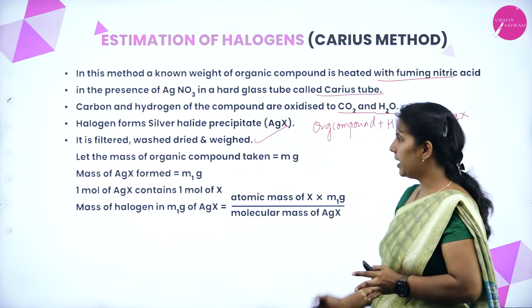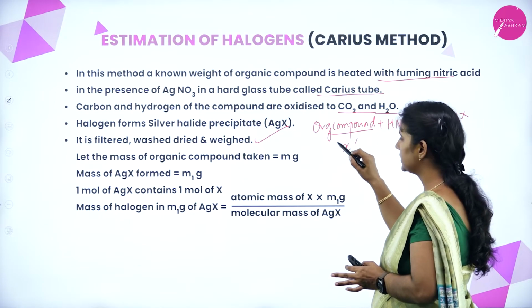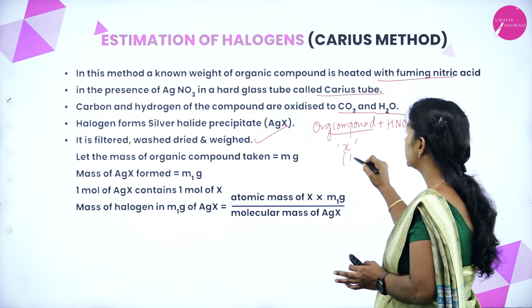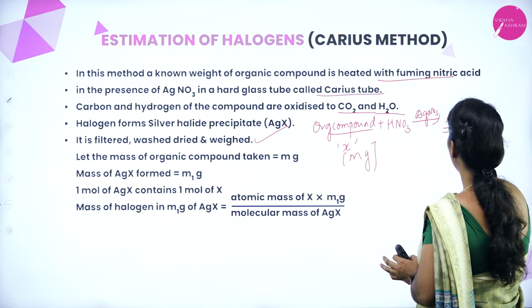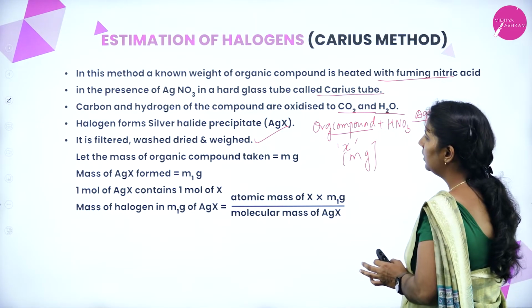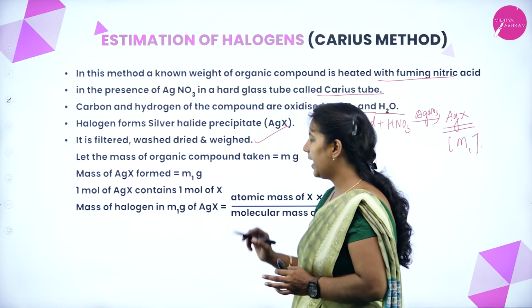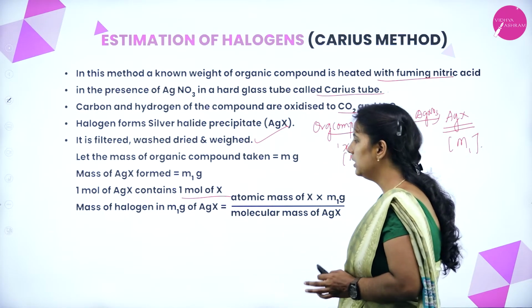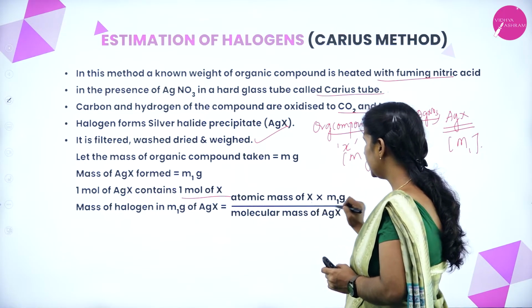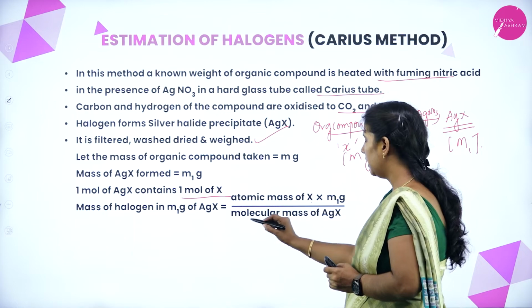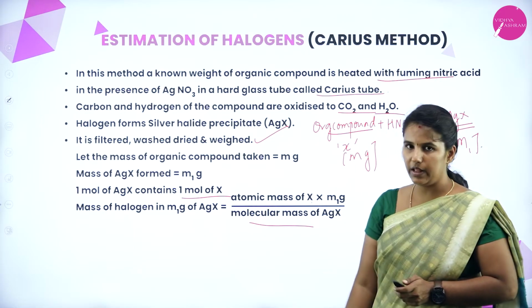Let us consider the mass of this organic compound to be x gram, or you can take it as n gram also, and the mass of the silver halide formed as m1 gram. Now 1 mole of silver halide contains 1 mole of halogen. The mass of the halogen will be obtained by atomic mass of the halogen into m1 gram divided by the molecular mass of the silver halide.